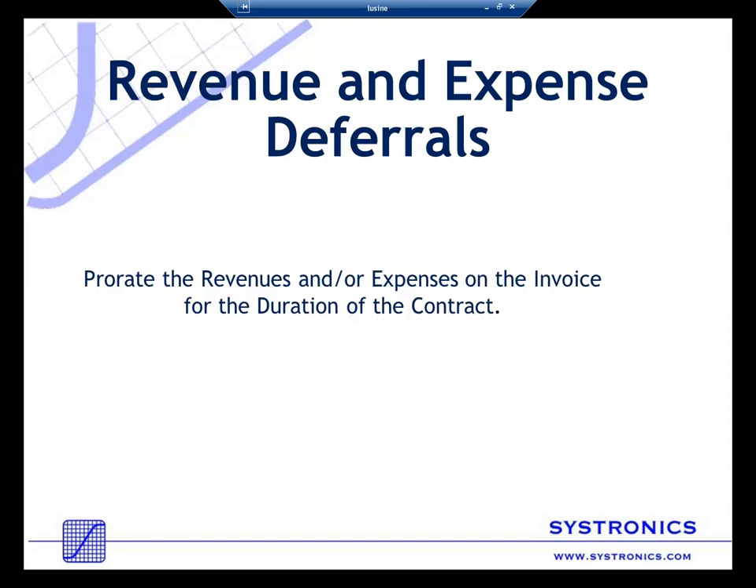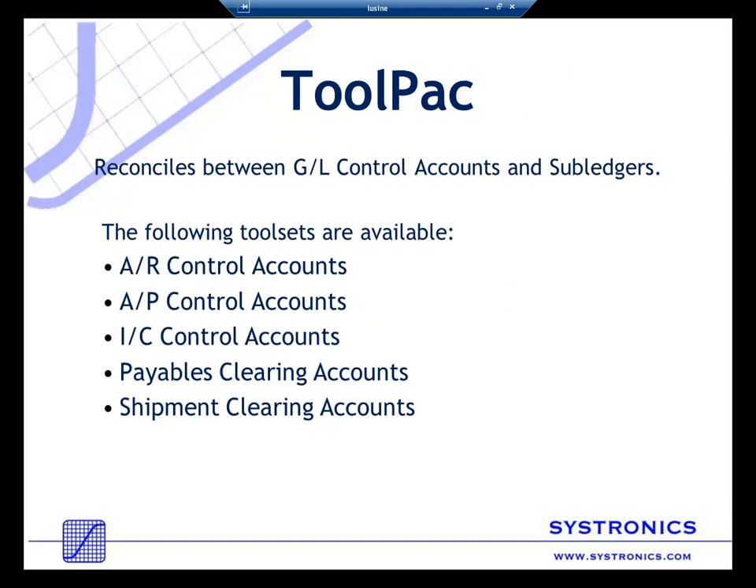Let's move to the next application, which is ToolPac. ToolPac is a diagnostic tool which allows you to identify discrepancies between GL and subledgers. It comes with different toolsets, and each toolset is meant for a different module. So the AR toolset allows you to reconcile the AR control account between GL and AR. The AP toolset allows you to reconcile the AP control account between GL and AP. The IC toolset, obviously, the inventory control account between GL and inventory control. The PO toolset allows you to reconcile payable clearing accounts, and the OE toolset allows you to reconcile shipment clearing accounts.